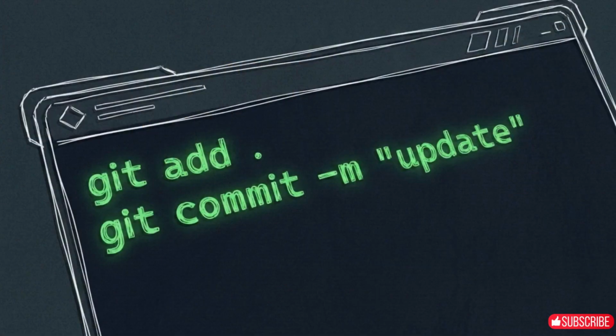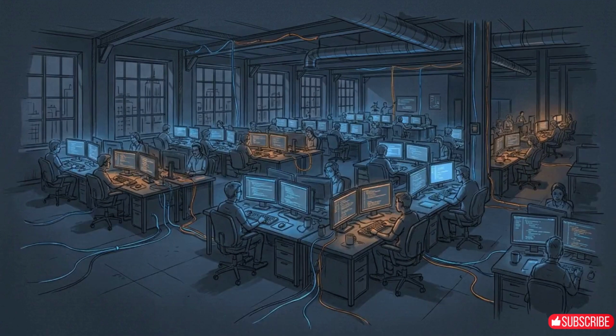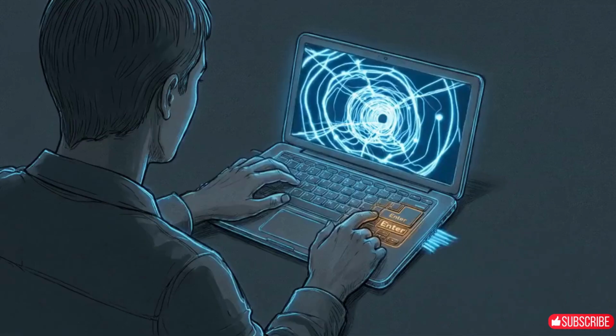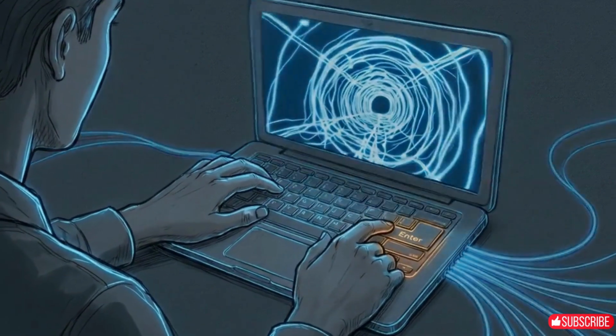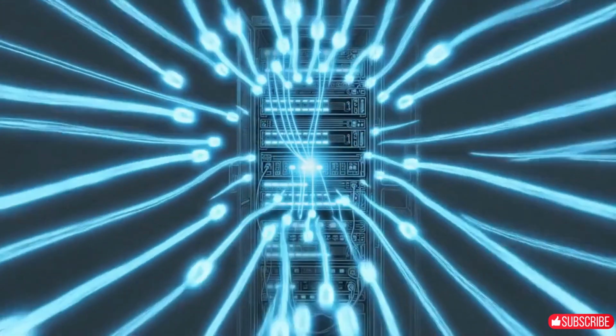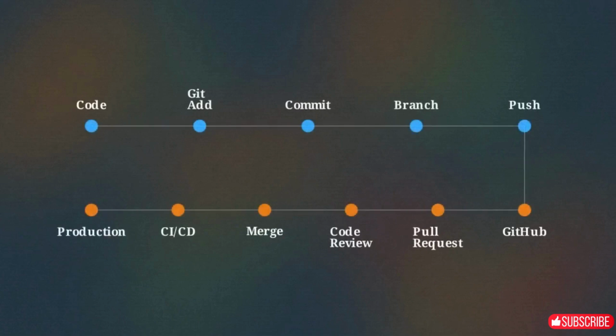Memorizing Git commands is a great starting point, but professional software engineers operate within a much larger context. To work on a team, you have to master the end-to-end workflow that connects your code to a live production server. We're going to track the journey of a single piece of code through every stage of that pipeline, from the initial save on your local machine to the final deployment in the cloud.